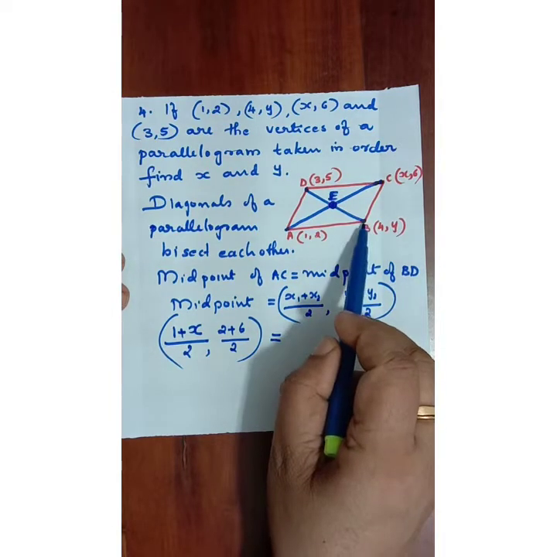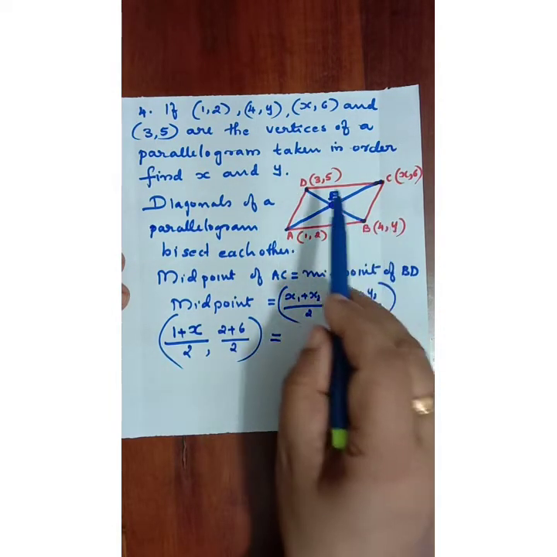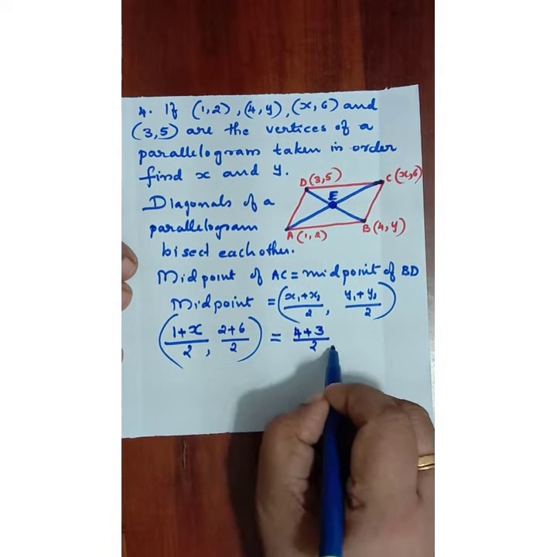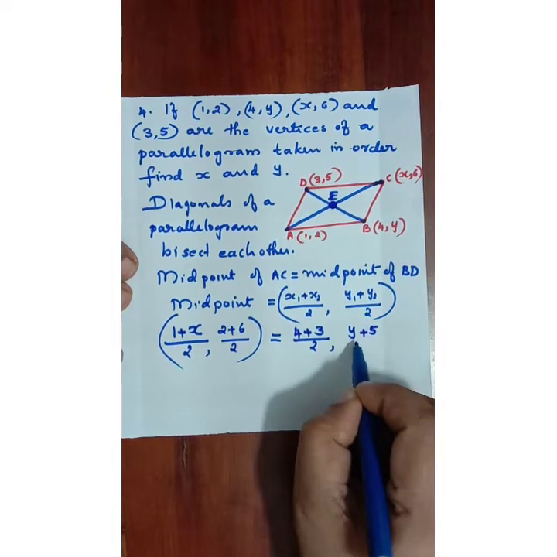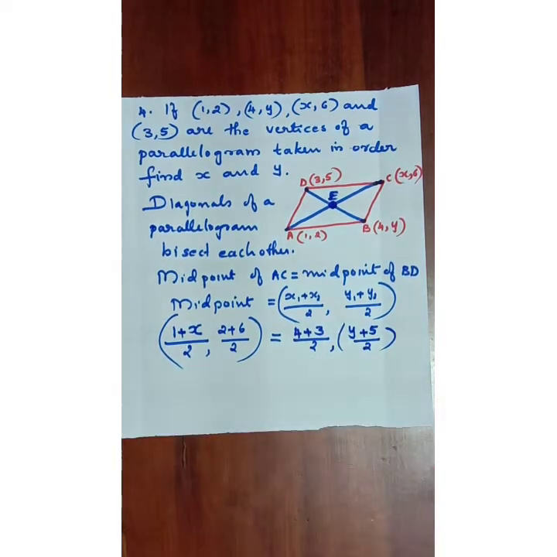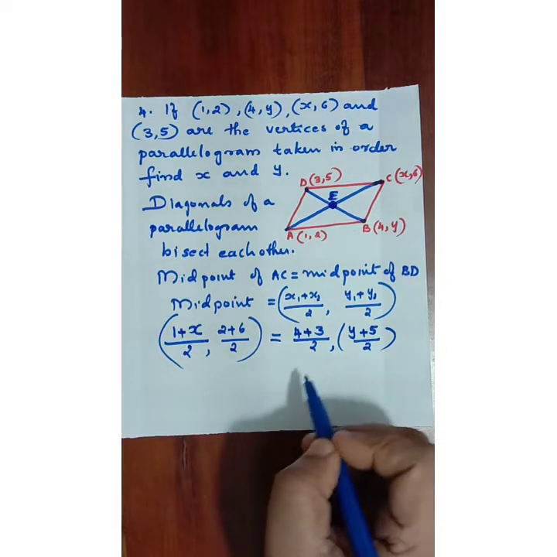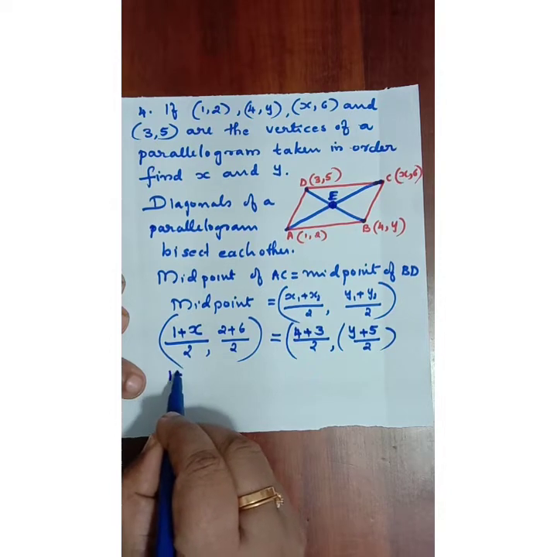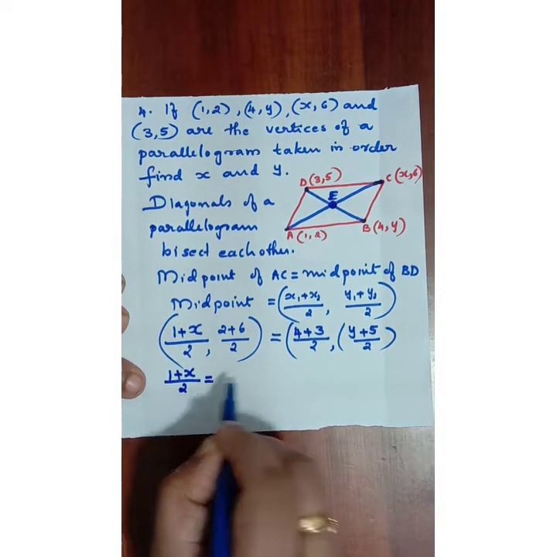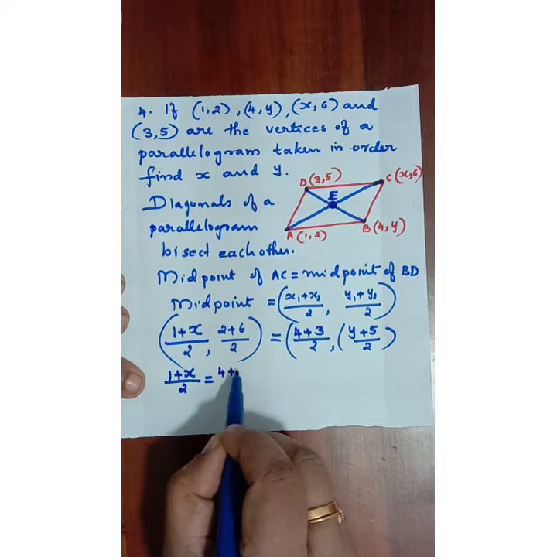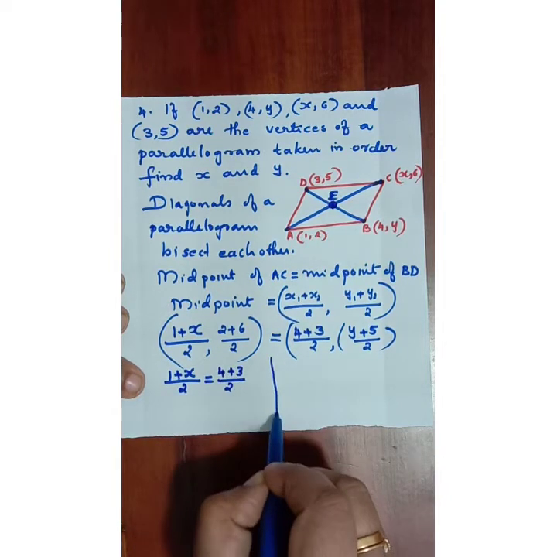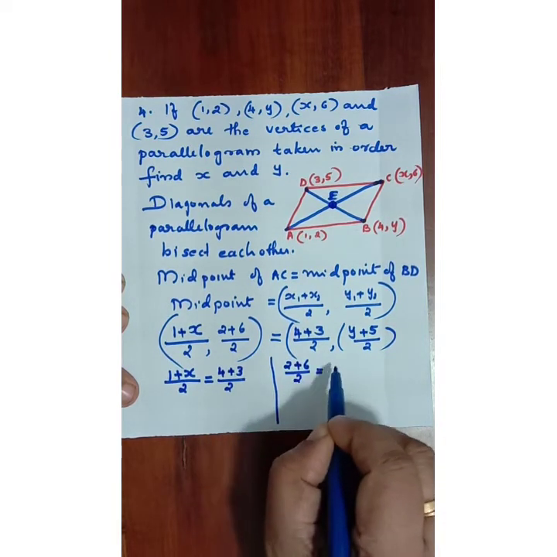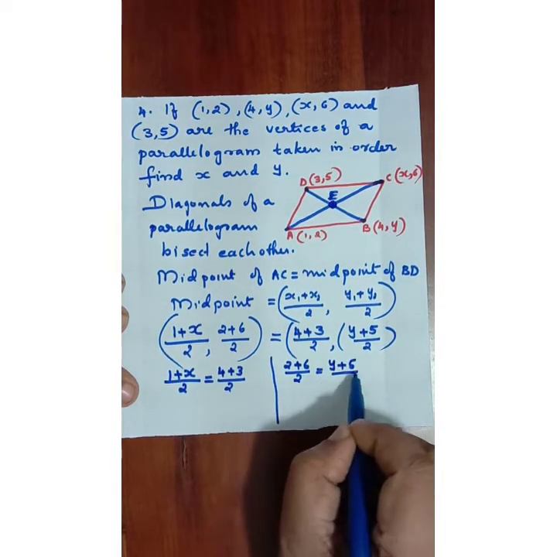Here we will find out BD. x1, y1, x2, y2. So, x1 plus x2 by 2, y1 plus y2 by 2. Here, as the midpoints are equal, we have written it equal to. Okay. So, x coordinates can be compared. 1 plus x by 2 equal to 4 plus 3 by 2. So, this is how we can compare. Now, y also can be compared. 2 plus 6 by 2 equal to y plus 5 by 2.